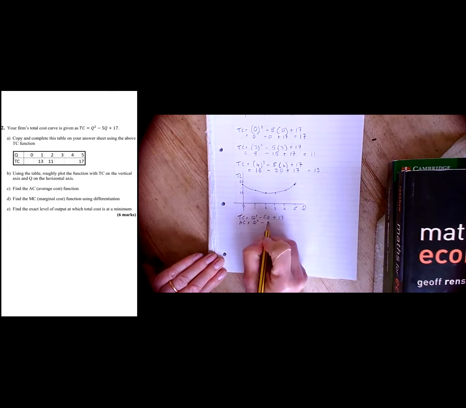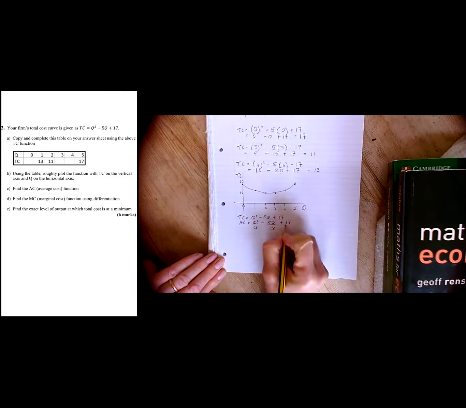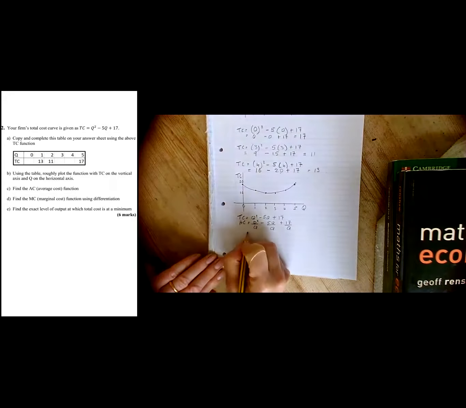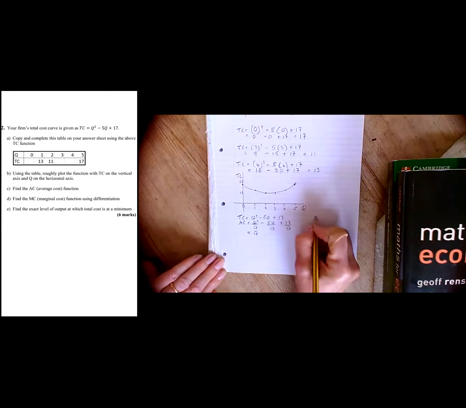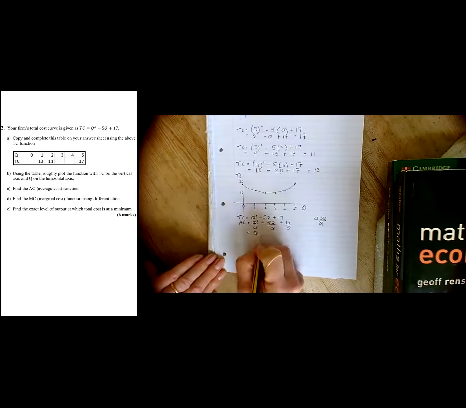So minus 5Q plus 17. We can draw a long line and put a Q underneath if we want, but it's much easier just to divide each term by Q. Now, if we've got Q squared divided by Q, the answer to that is Q, because that's Q times Q over Q. Those cancel out and leave a single Q.